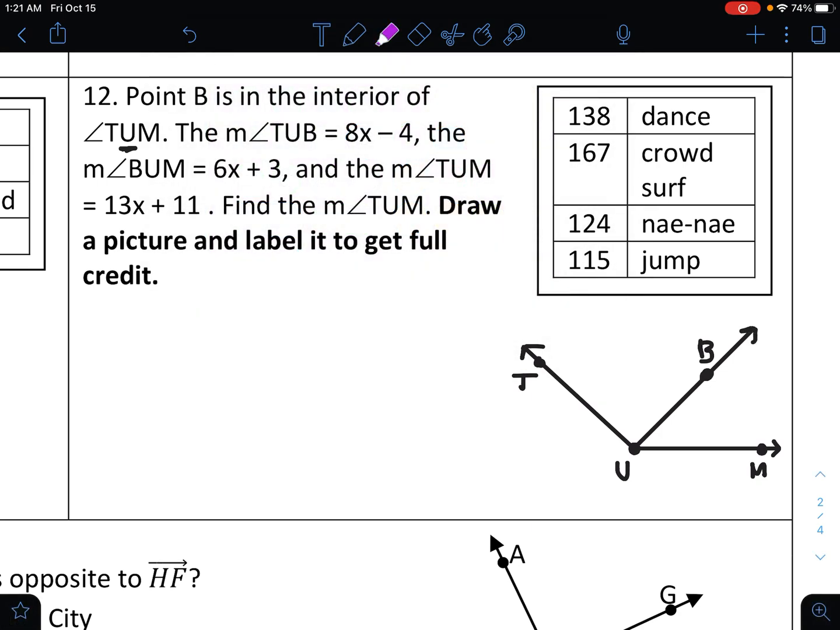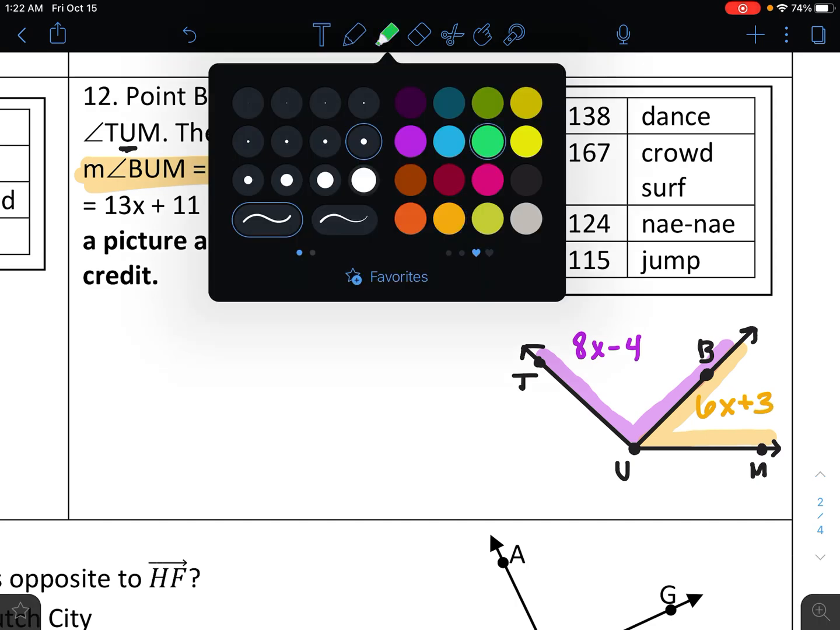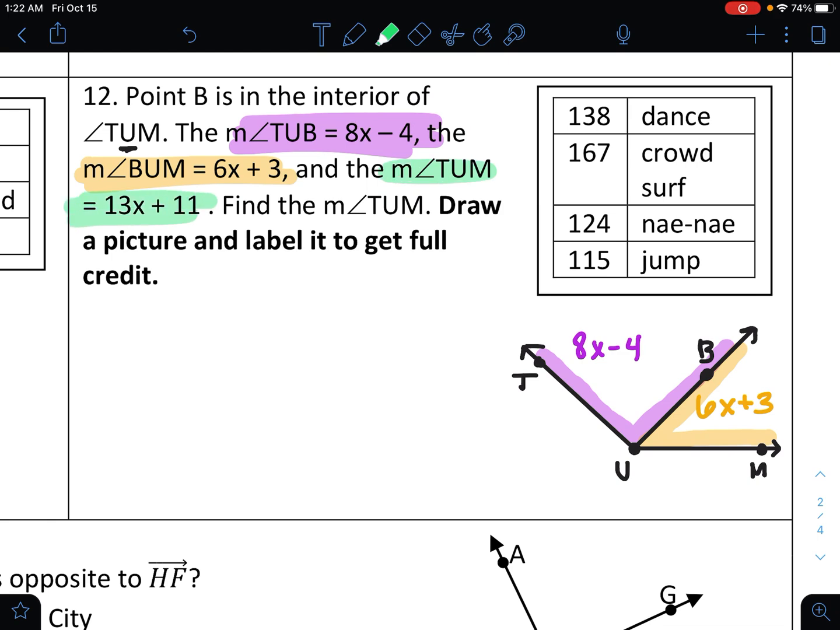Okay, so then we start with angle TUB. Okay, so that's this one right here. So TUB. And then we have BUM. So that's that one. 6x plus 3. All right, and then TUM.